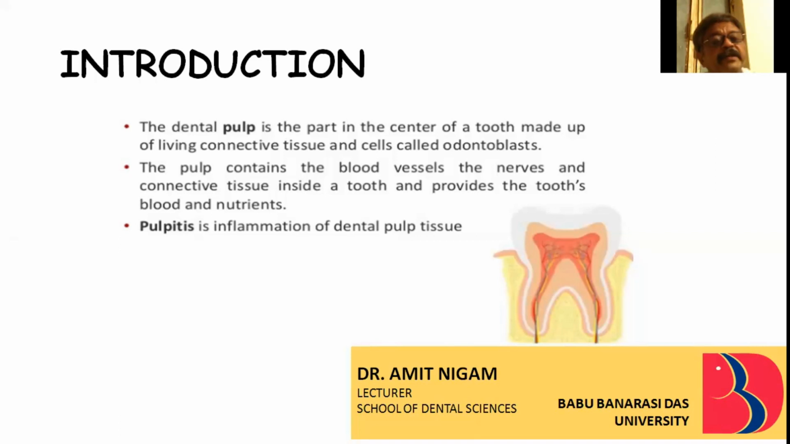Introduction. The dental pulp is a part in the center of the tooth made up of living connective tissue and cells called odontoblasts. These odontoblasts you would have also read in second year, right? And the pulp contains the blood vessels, the nerves, and connective tissue inside the tooth and provides the tooth blood and nutrients. We all know, you would have read in second year what the function of the pulp is: it gives nerve supply and blood supply to the tooth. In turn, it provides nutrients, right? And pulpitis is the inflammation of dental pulp tissue. Itis, wherever it is added, refers to inflammation, right? So what is pulpitis? It is the inflammation of pulp, right?